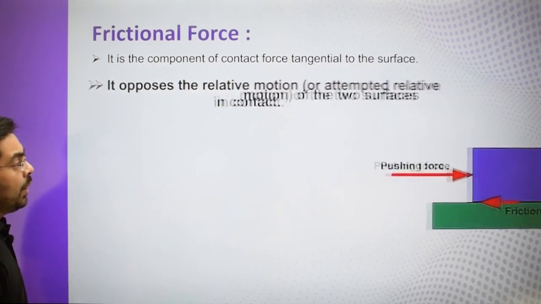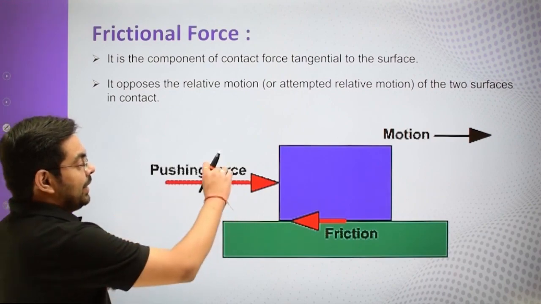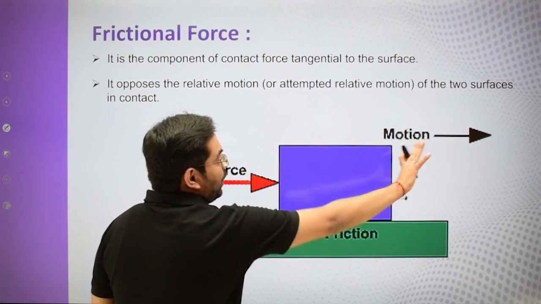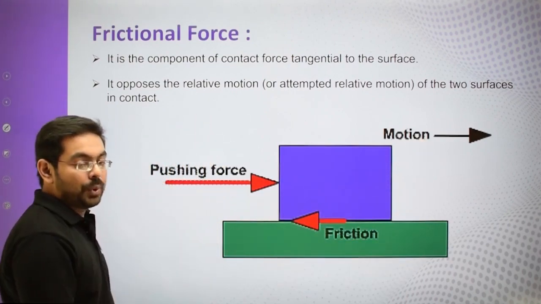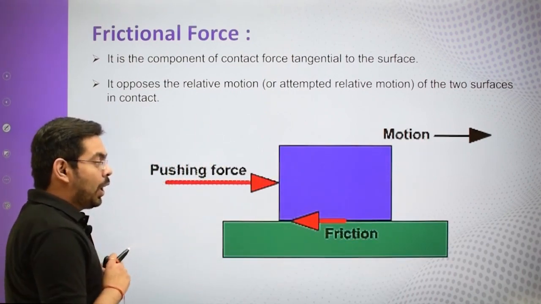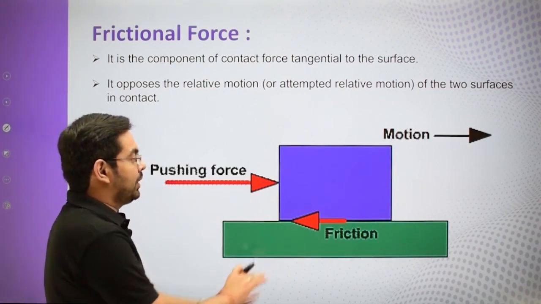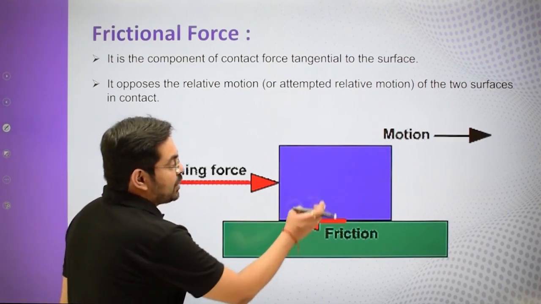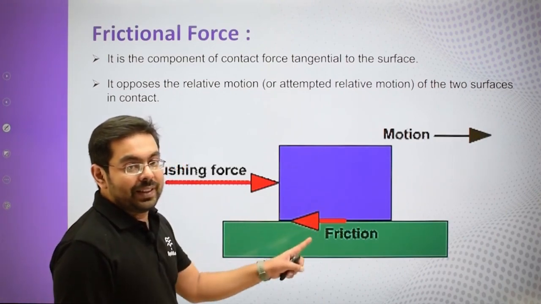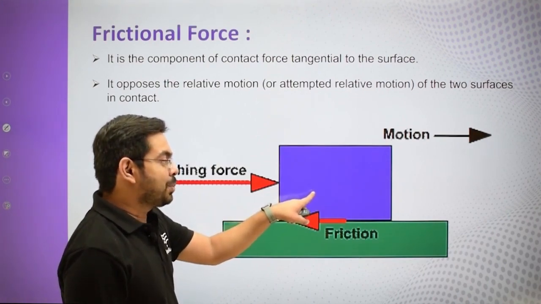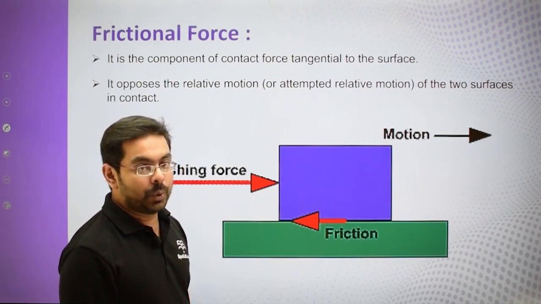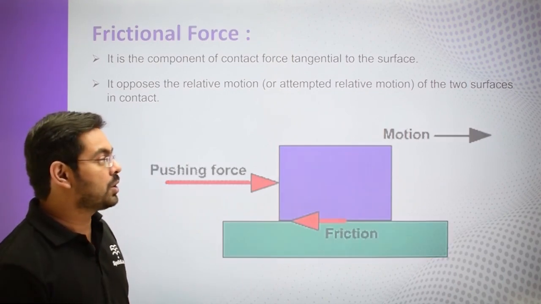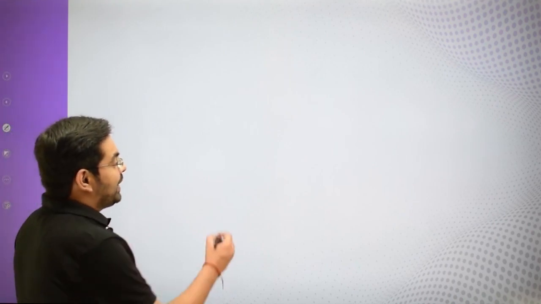So let me explain. Suppose there is a block, this is a platform, and this block is moving in that direction, in the direction of motion, as shown. And how is it moving? We are trying to push it. There is a pushing force also on this block. So this surface will try to stop the relative motion between this block and the surface. Why so? Now let me tell you what is the reason for this frictional force. Let us understand it a little.